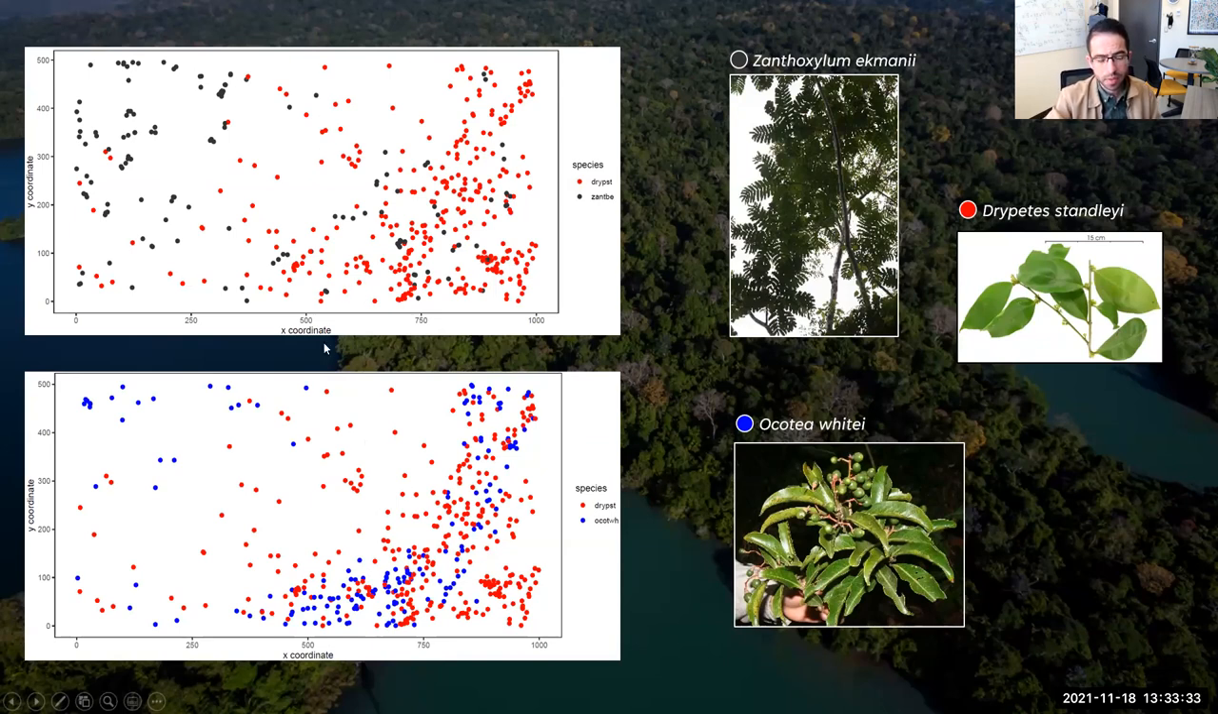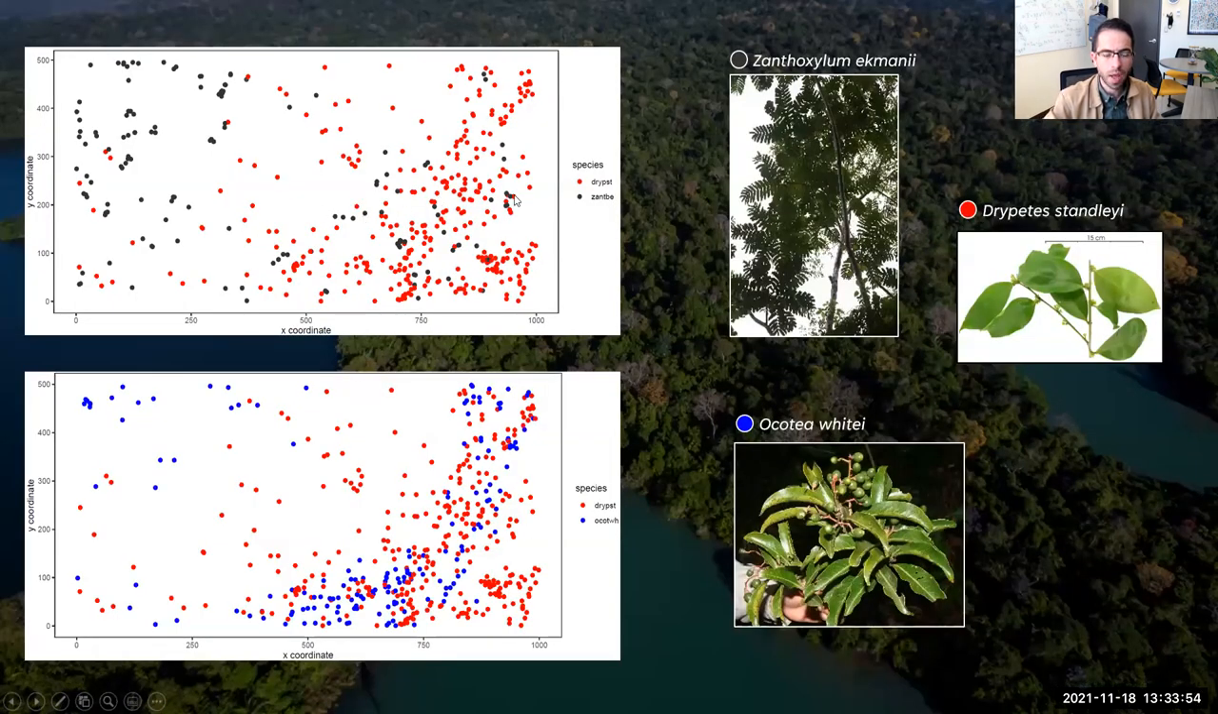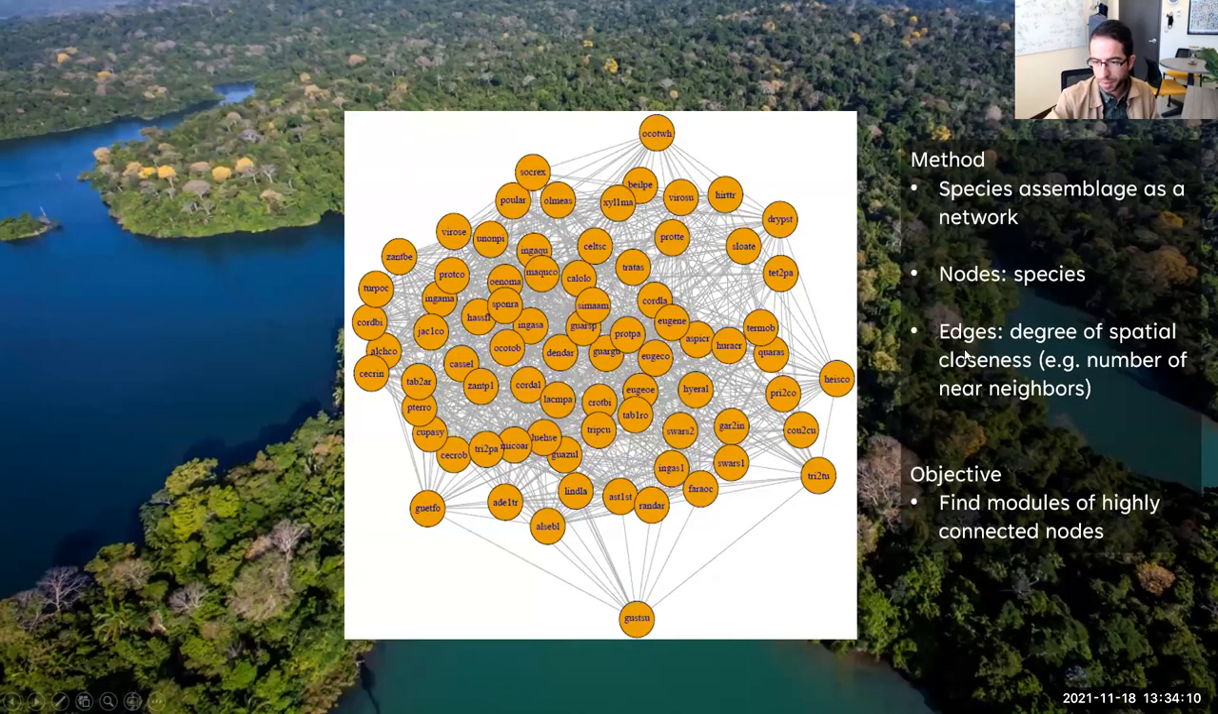Okay, so point is, some species pairs, you can clearly see that they tend to not co-occur and others tend to co-occur. So the method I'll propose here is to treat this species assemblage as a network where the nodes are species and the edges between the nodes are the degree of spatial closeness between species. So for example, these two here would have a strong edge between them. These two would have a strong edge between them. These two would have a very weak edge. So if you understand the network as a binary network, this will have no edge between the two species, and these two species would have an edge connecting them if you decide to be binary about it.